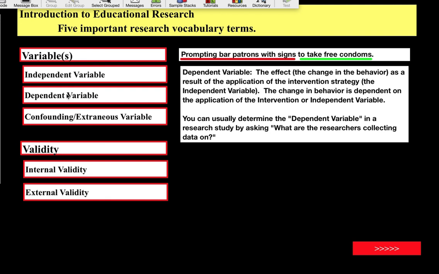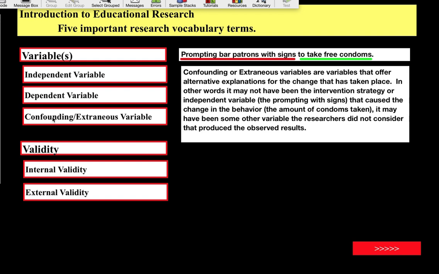It's the change that takes place, and we can always identify the dependent variable by asking, what are the researchers collecting data on? And then there are confounding or extraneous variables, and these variables offer alternative explanations for the results. And therefore, if a research study has many confounding or extraneous variables, we can't really trust the results.